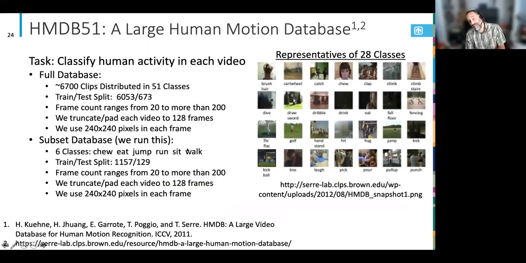So going to a more challenging database, we're looking at this HMDB51, which is a large human motion database where we have a large number of classes of different human motion activities. I'm just going to take a subset of those. So we have these videos that show people chewing, eating, jumping, running, sitting, and walking. And we're going to train this neural network on this subset data and see how well we do in the classification and the testing.